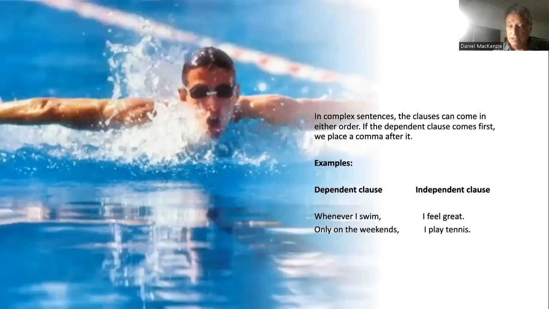In complex sentences, the clauses can come in either order. If the dependent clause comes first, we place a comma after it. Examples, dependent clause, whenever I swim, comma, independent clause, I feel great. Another example, only on the weekends, which is a dependent clause. Independent clause would be I play tennis, because I play tennis is independent, and only on the weekends is a dependent clause because by itself, it doesn't make sense.